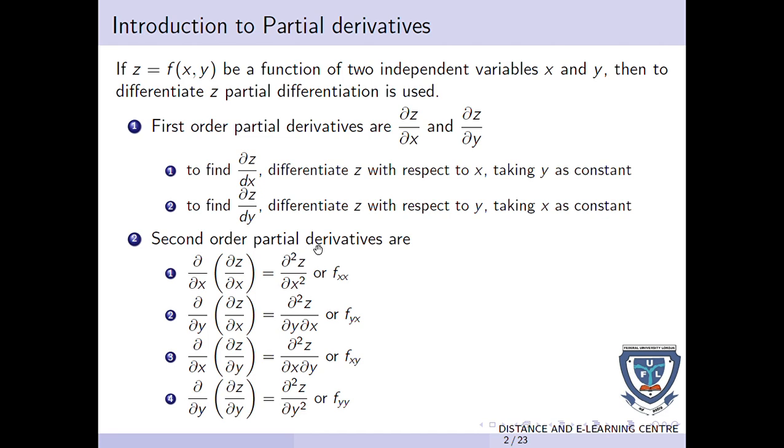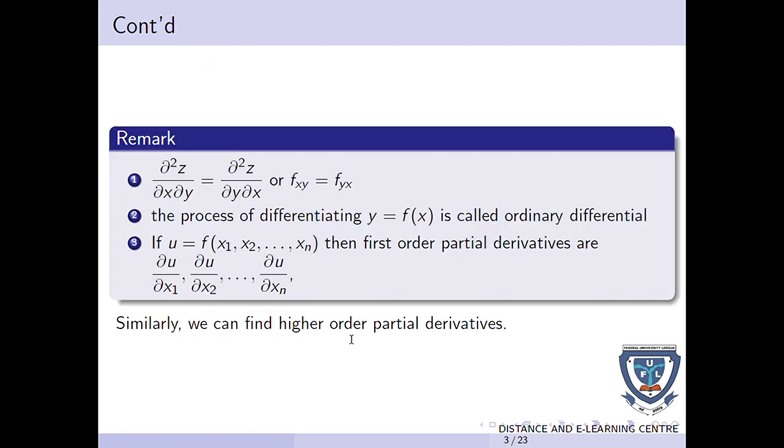Second order partial derivatives are, you see them here, fxx, fyx, fxy, and fyy. These are for second order partial differentiation twice. Now remark, you should know that fxy is equal to fyx, so they are symmetric.